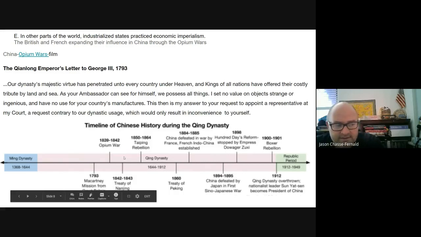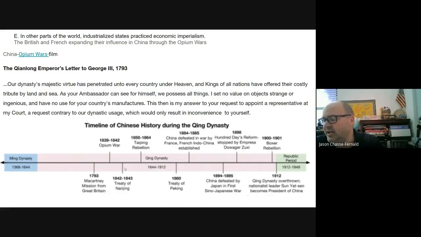Once the Opium War is fought, then we get the Treaty of Nanjing, and this is a good example of one of those unequal treaties. And I'm going to show you a slide here in a second that'll run through what we mean by that. So your extraterritoriality, stuff like that.